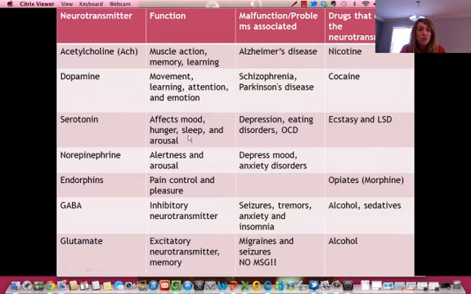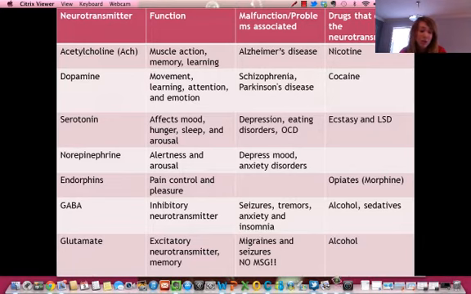Serotonin, right? So serotonin affects mood, hunger, sleep, and arousal, okay? It basically is in charge of things like, if you don't have enough, you are depressed. If you don't have enough, you can have an eating disorder, OCD. And the drugs that impact it are ecstasy and LSD.